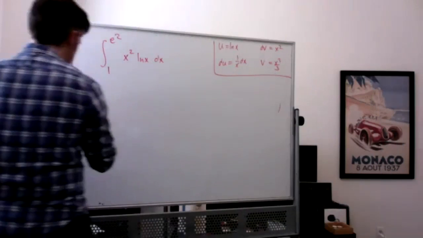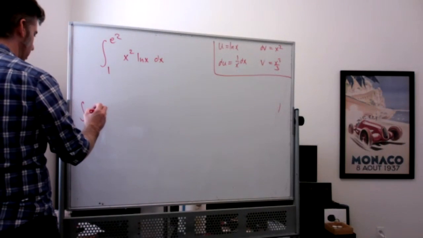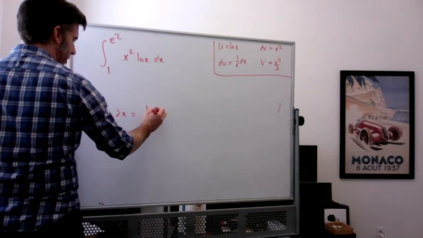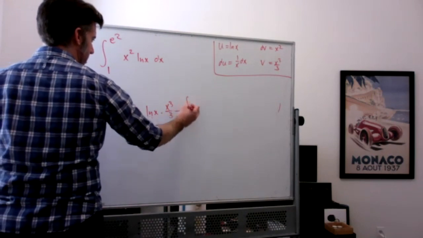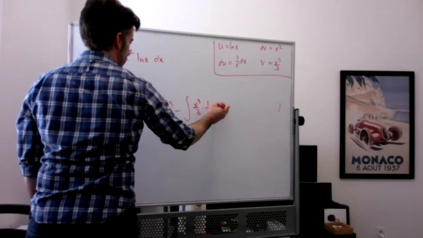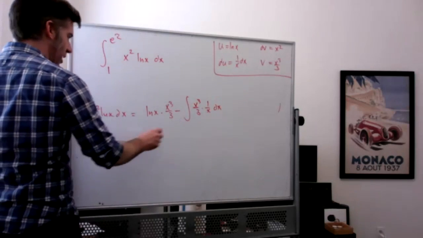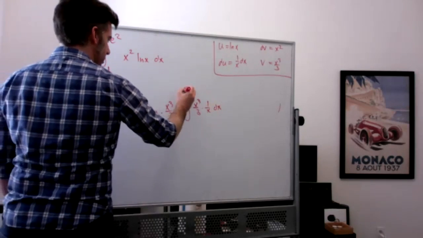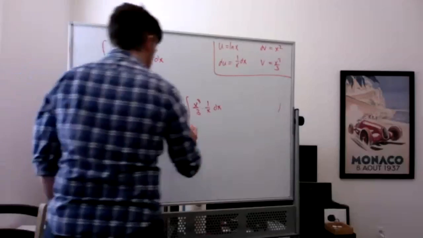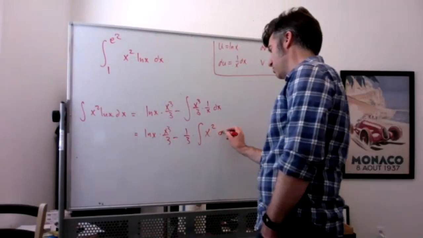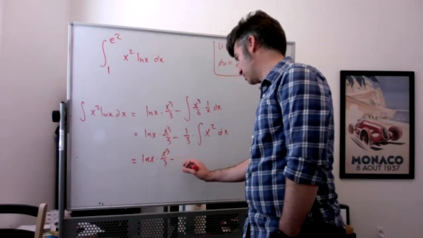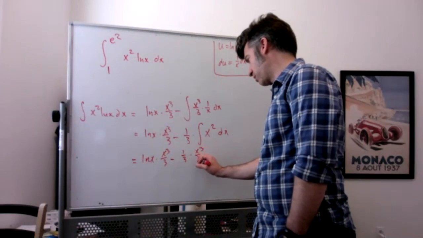So then I'm just going to do the integral of x squared natural log of x as an indefinite integral. And I'm going to get natural log of x times x cubed over 3 minus the integral of v du, which is x cubed over 3 times 1 over x dx. All right, so then I'm going to simplify this. This is going to equal the natural log of x times x cubed over 3 minus 1/3 times the integral of x squared, which is then the natural log of x times x cubed over 3 minus 1/3 times x cubed over 3.